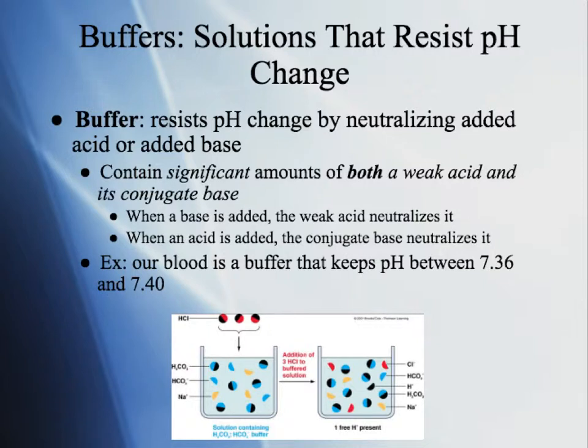All right, we have come to our final topic for this lecture, which is buffers. Solutions that resist pH change. Dun, dun, dun.